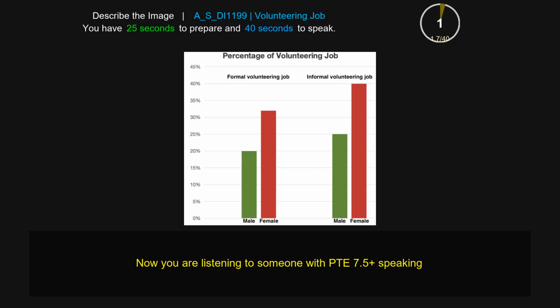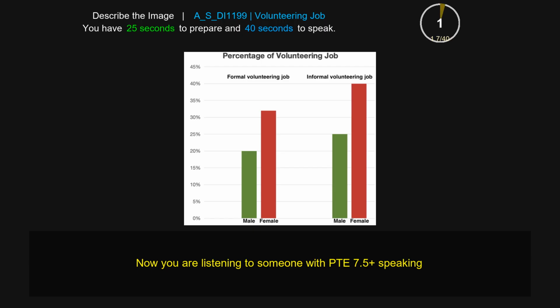The given bar chart gives information about percentage of volunteering job. There are two categories in the image: formal volunteering job and informal volunteering job. Formal volunteering job for male is around 20%, 30% for female in formal voluntary job, and 25% for male in the informal voluntary job. Next is female in informal voluntary job, which is about 40%. The highest number of data is informal voluntary job and the lowest number of data is formal voluntary job. Overall, the given image is very informative regarding percentage of voluntary job.